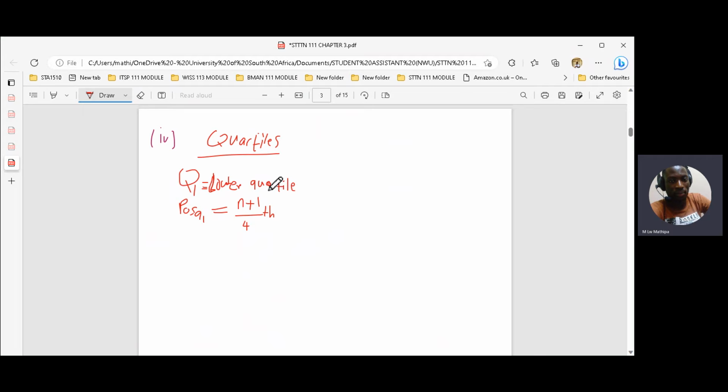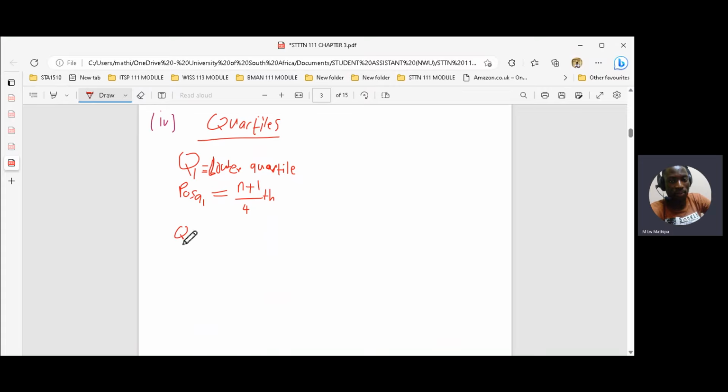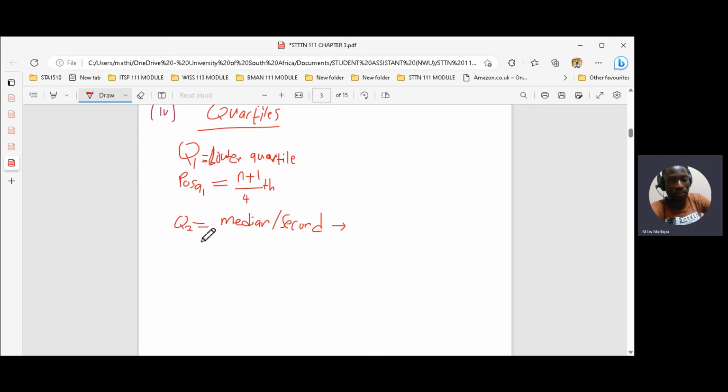Then we have Q2, and Q2, remember, is the median. We are talking about the second quartile. If you are given a question that says calculate the second quartile, just know that they are talking about the median. The position of Q2 is equal to n plus 1 divided by 2. This is the formula that we use for ungrouped data.